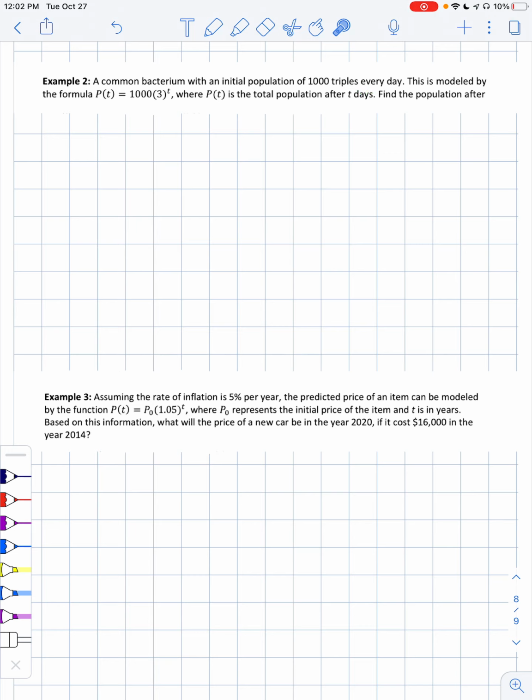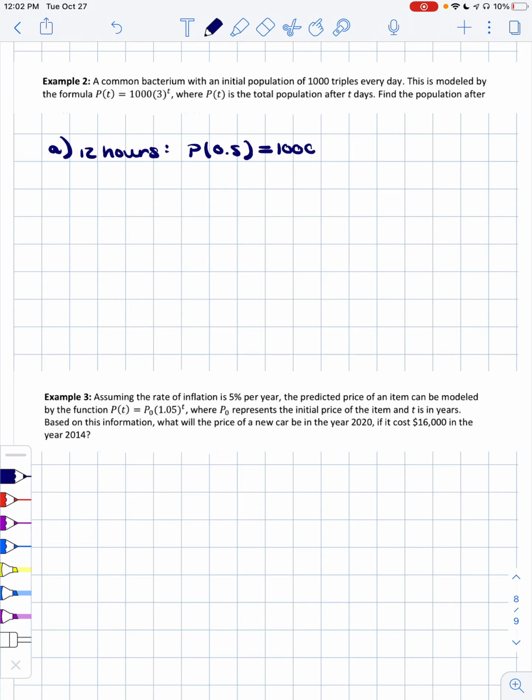All right, so I want to find the population after, let's say first I want to do 12 hours. So I want to know how many bacteria we have after 12 hours. Okay. All right, so it's telling us that t is the number of days. So 12 hours would be half of a day. So I'm going to plug 0.5 in for my t.